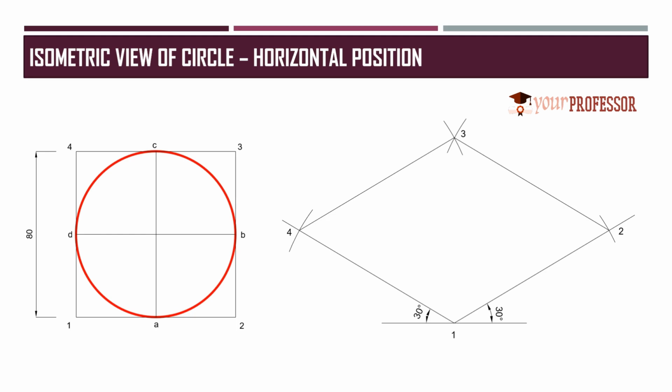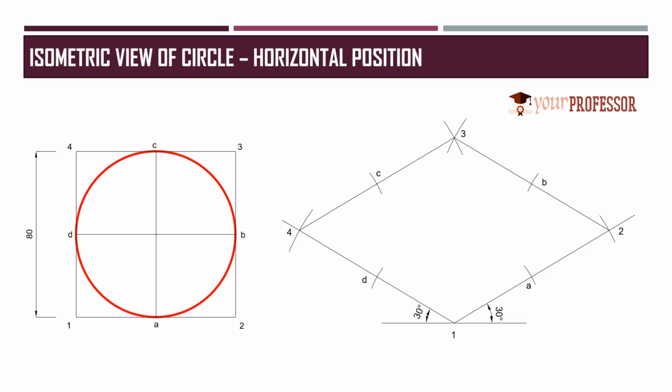Now let's construct the isometric view of circle. For that, just represent points A, B, C, D on this. 1 as center, 40 mm as radius, drop one arc. That will be point A. 2 as center, 40 mm as radius, drop arc onto 2, 3 line. That will be point B. 3 as center, 40 mm radius, drop arc onto 3, 4 line. That will be point C. Similarly, 4 as center, drop arc onto 1, 4 line. That will be point D. So we have got the points.